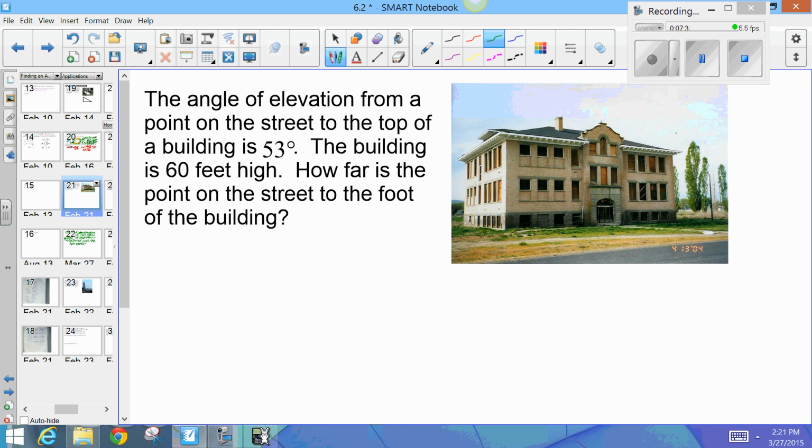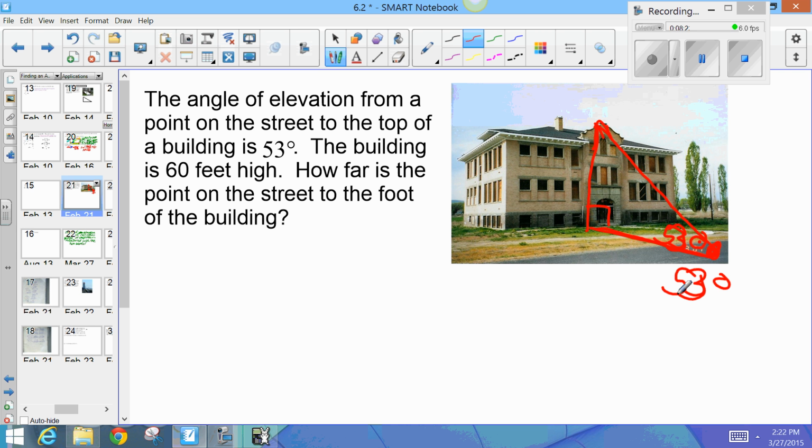The angle of elevation from a point on the street to the top of a building is 53 degrees. So let's take this point on the street, okay? And I'm measuring an angle of elevation to the top of the building, okay? That is being measured from the horizontal. Now, the horizontal is on the ground. The ground is perpendicular to the building. All right, so here is my right triangle right there. And this angle right here is 53 degrees. Oh, I still can't make a 53.